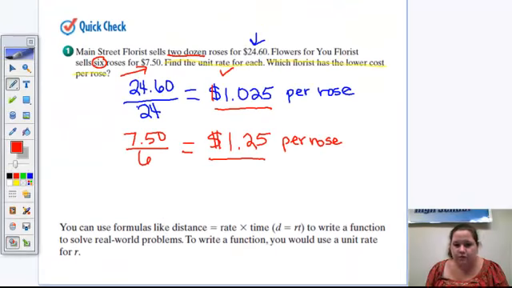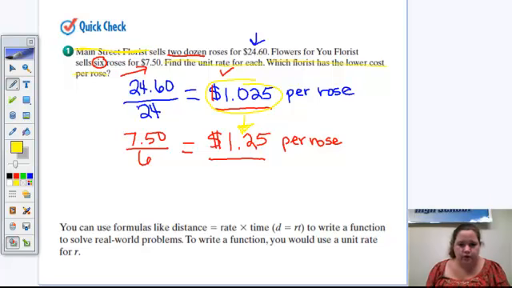The second one says, which florist has the lower cost per rose? Well, $1.02 or $1.25. If you're cheap like me and poor like me, you would definitely want to shop here at Main Street Florist because their roses are cheaper than theirs.